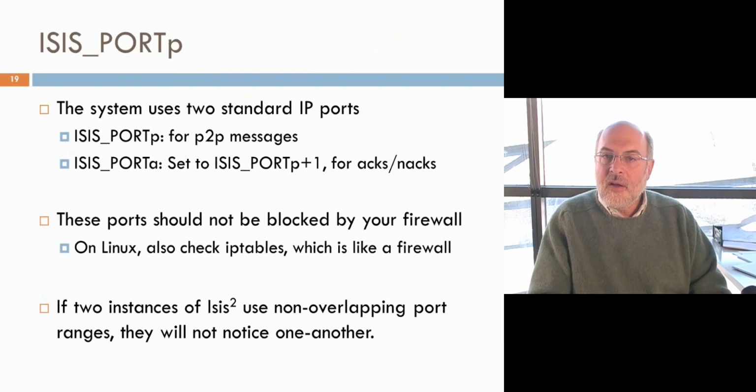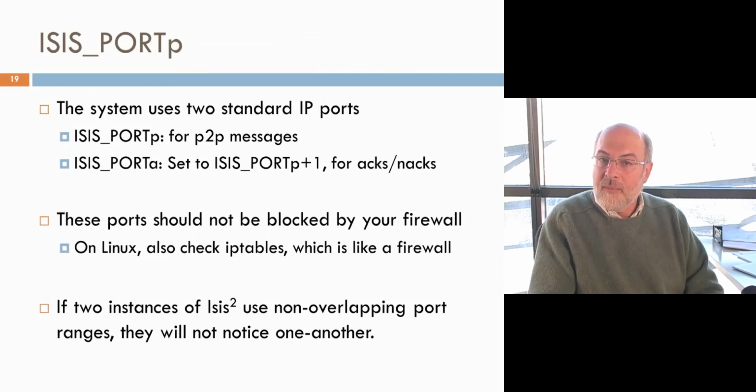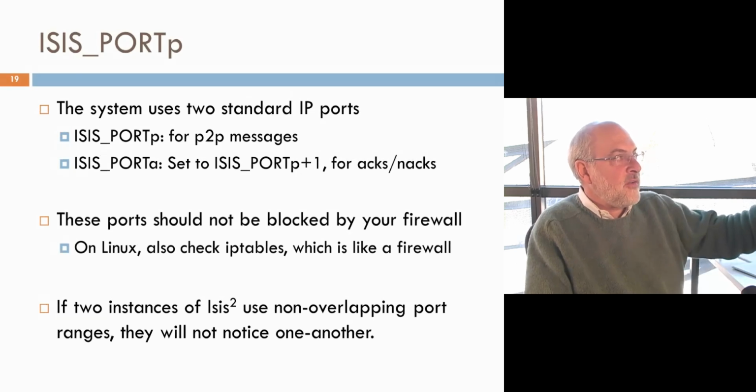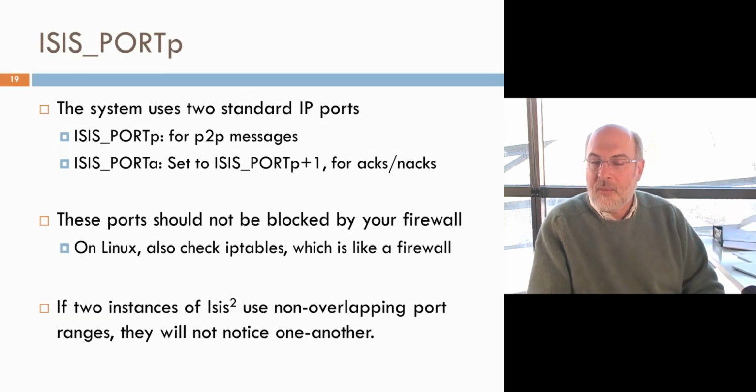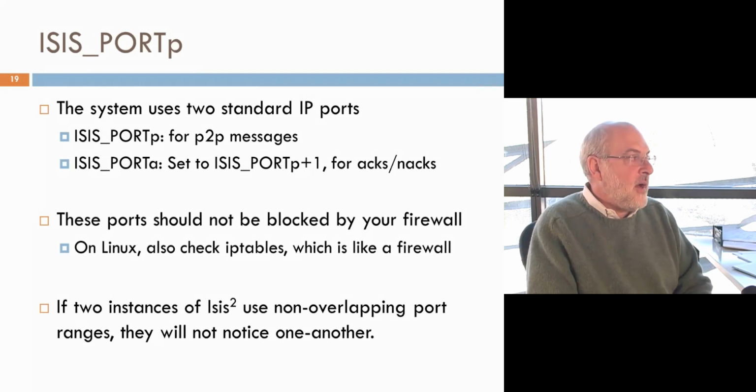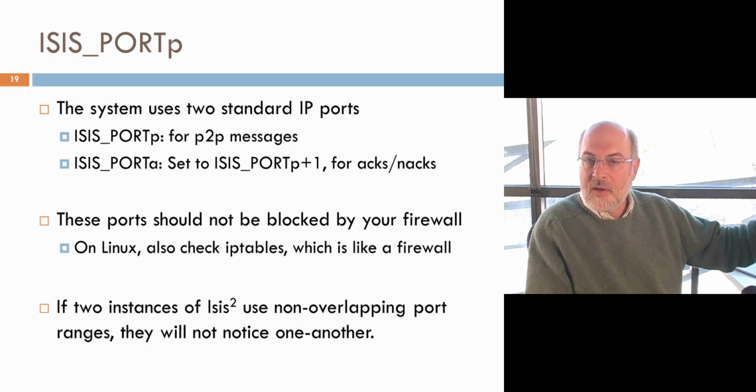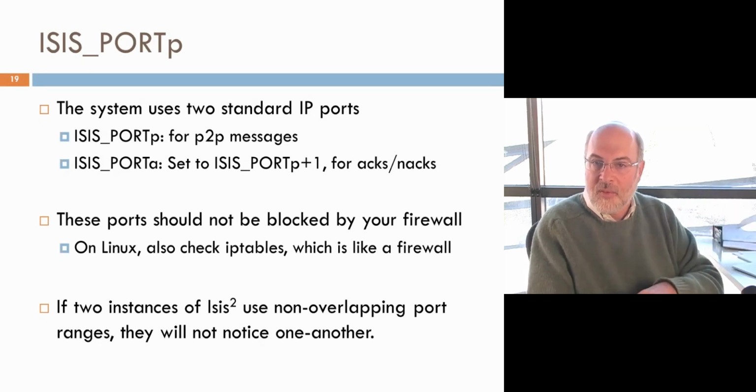You can also tell ISIS which internet port numbers to use. You set one, it's called the ISIS_port for point-to-point, P2P traffic, and it's small p. And then it automatically has a second port that it uses for acknowledgments, which is always going to be set to P+1, so you don't have to tell me what that is.